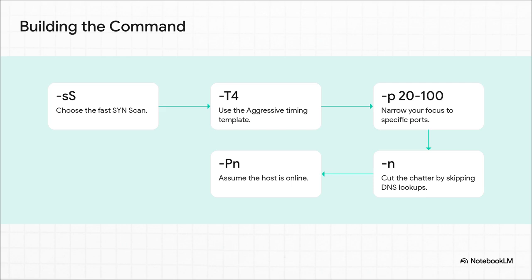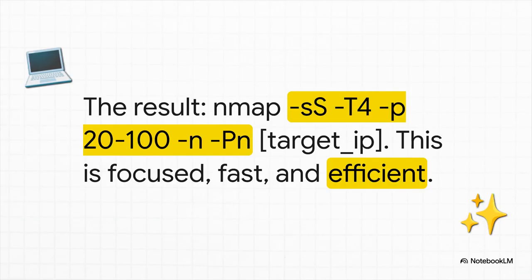After that, we cut the chatter, no DNS lookups, so we add -n. And finally, we assume the target is there with -Pn. See? Every single flag has a job to do. And voila, here's what you get. This command is a completely different beast from just typing Nmap and an IP address. It is focused, it's fast, and it's built for pure efficiency. This is what optimized scanning looks like in the real world.